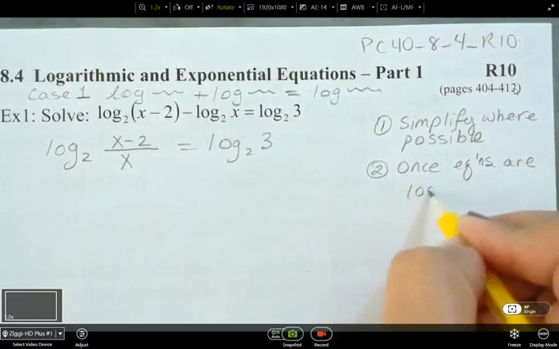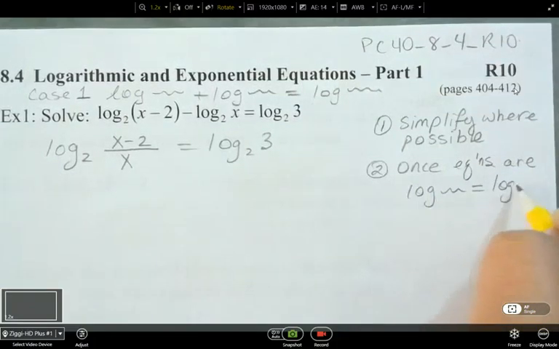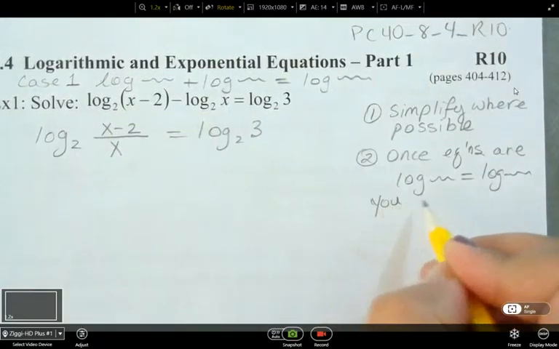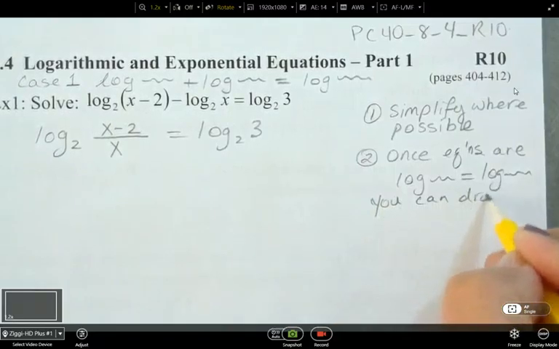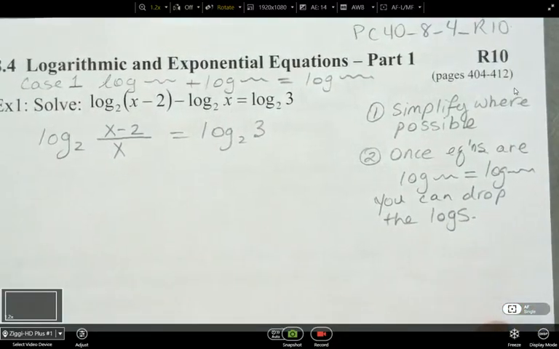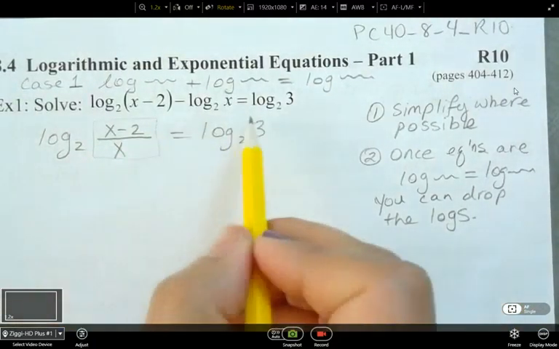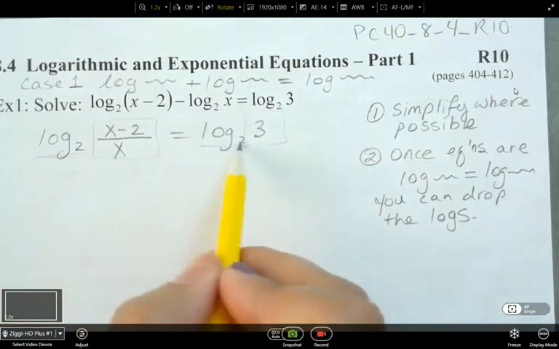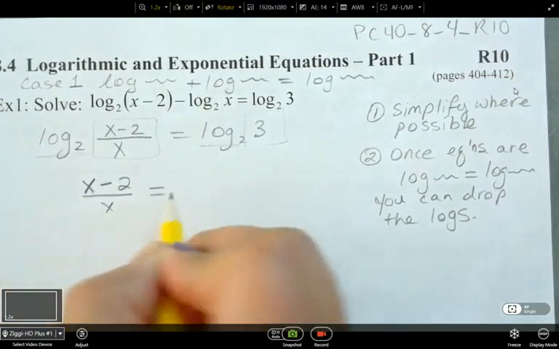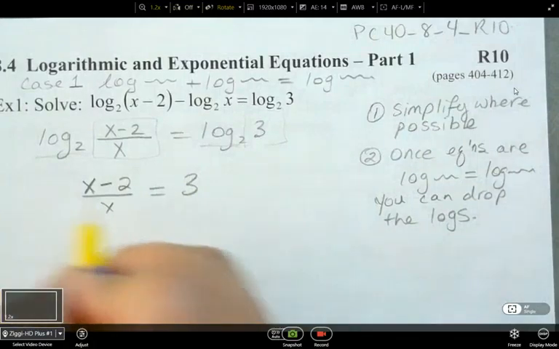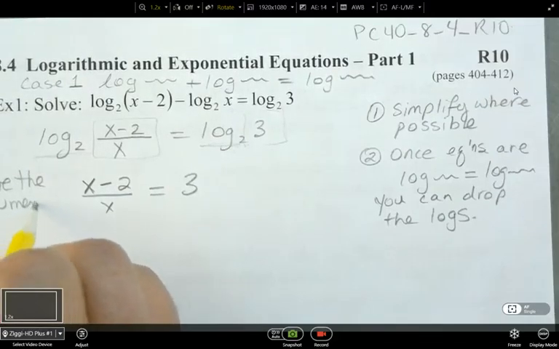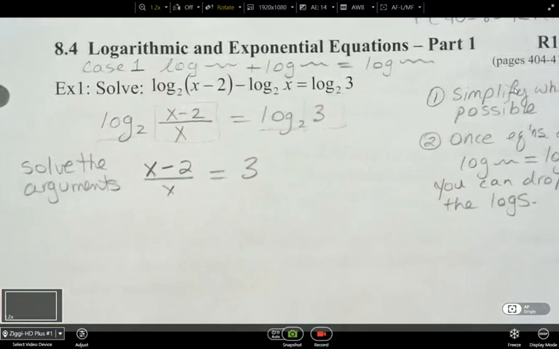All right, so now once we have the equations where log something equals log something else, we can drop our logs. So now pretty much what we're going to do is we're going to notice, since these are the same base logs, we're going to look and see what is going to make these 2 arguments equal. Okay? So solve the arguments.